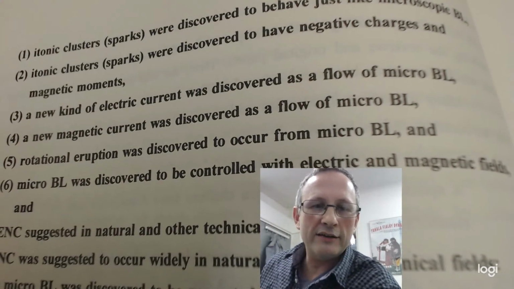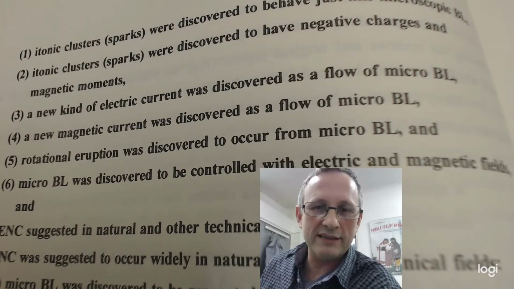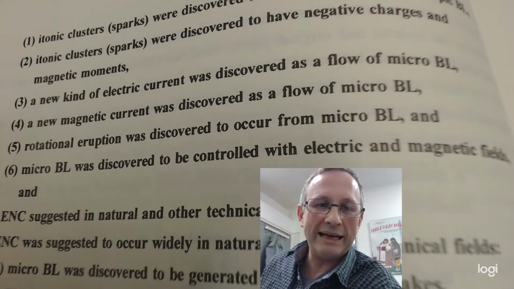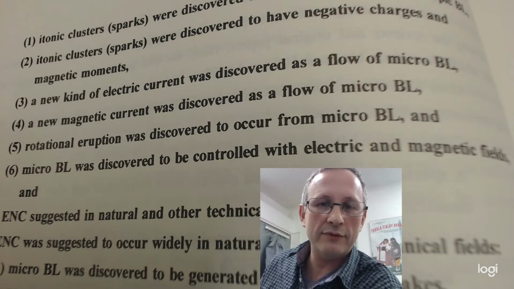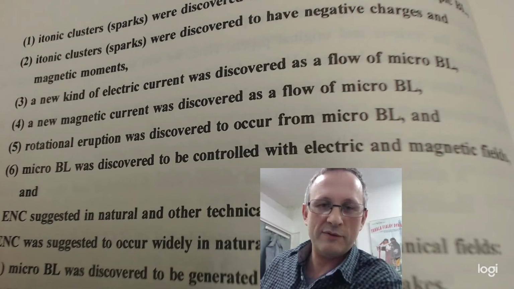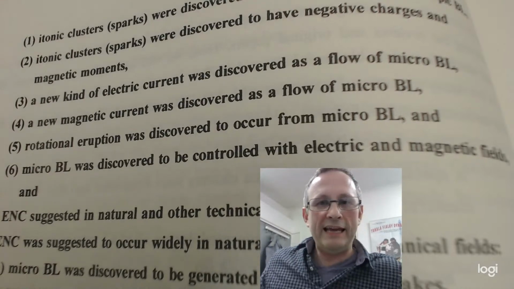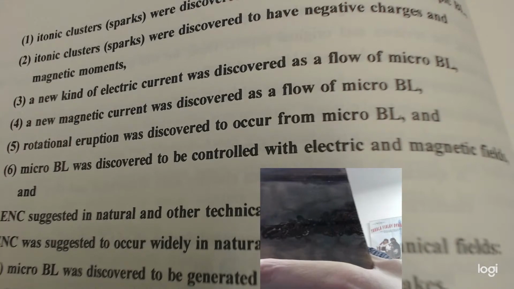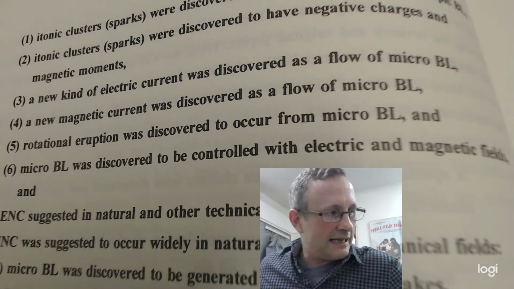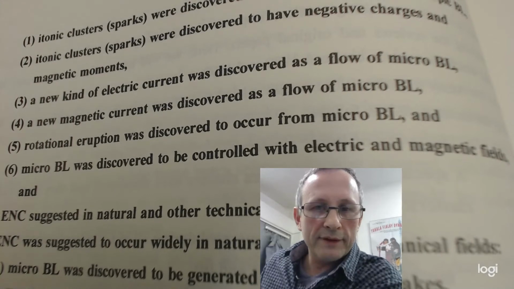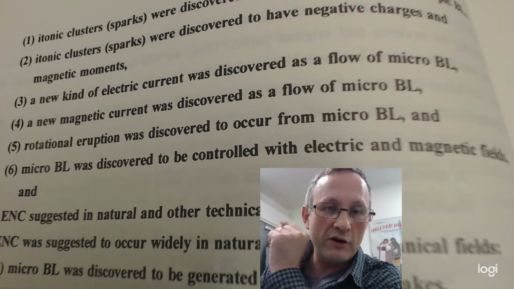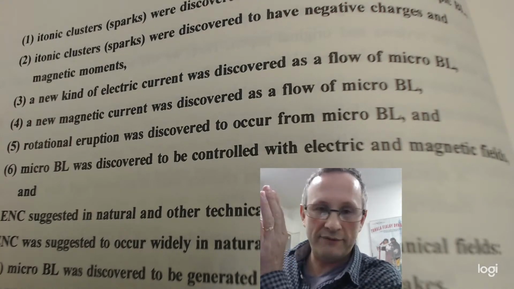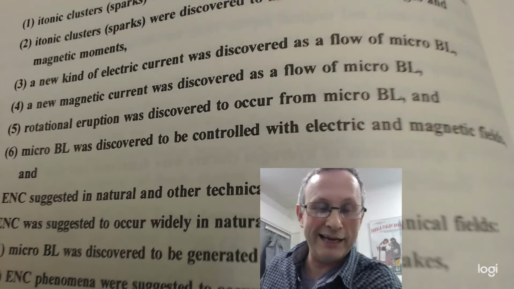Right. A new kind of electric current was discovered as a flow of microball lightning. A new magnetic current was observed as a flow of microball lightning. Remember what I'm saying. What I believe here, bearing in mind I only just got this book today, I am telling you that in my view, what has caused this is a magnetic fluid. Okay, so rotational eruption was observed to occur from microball lightning, and we've shown that. And he has shown that in abundance.